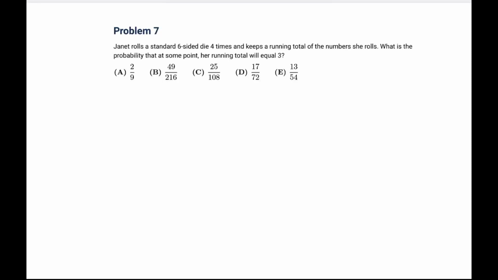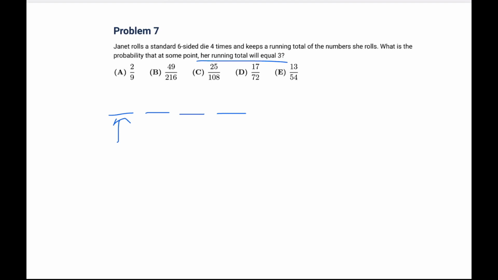Janet rolls a standard 6-sided die 4 times and keeps a running total of the numbers she rolls. What is the probability that at some point her running total will equal 3? We can solve this problem by looking at all 4 times that Janet rolls the dice and seeing if it's the first roll that gets her running total to 3, the second roll that gets her running total to 3, the third, or the fourth. We'll split it into cases that way.